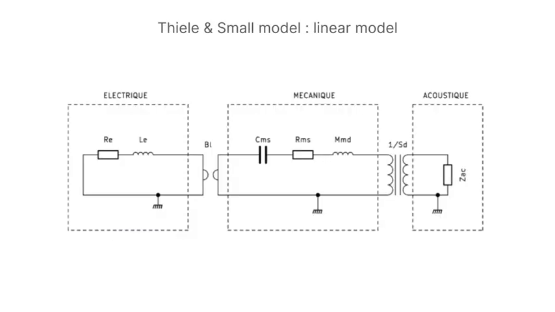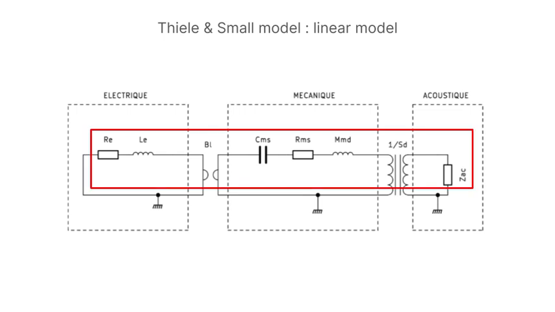The Thiele-Small model is a model commonly used in electroacoustics to represent the linear operation of a loudspeaker through an electrical diagram. 7 parameters linked to electrical, mechanical, and acoustics physics influence the non-linear behavior of a loudspeaker. So the aim of our project was to quantify which of these 7 parameters was most likely to influence the non-linear behavior of a loudspeaker.